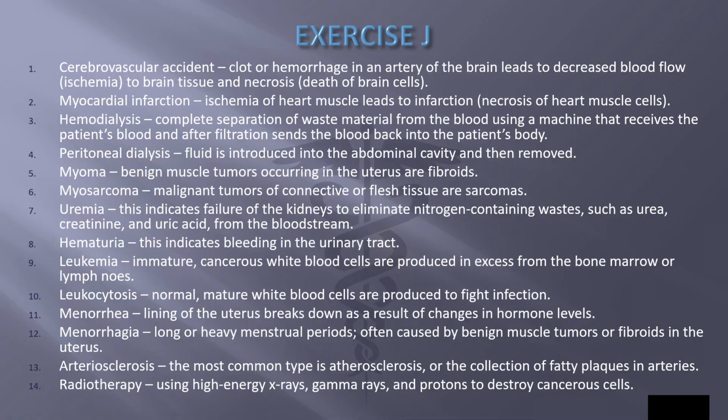Number 3, use of a machine that filters waste from the blood is hemodialysis. Complete separation of waste material from the blood using a machine that receives the patient's blood and after filtration sends the blood back into the patient's body. Number 4, injection of fluid into the abdominal cavity and then withdrawal of that fluid containing waste material is peritoneal dialysis. Fluid is introduced into the abdominal cavity and then removed.